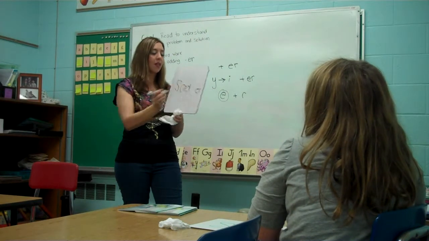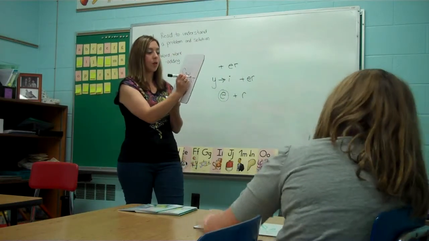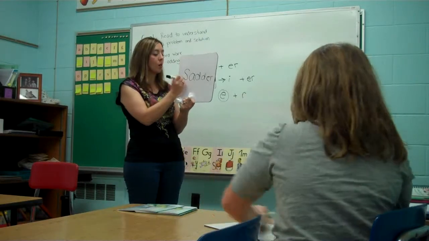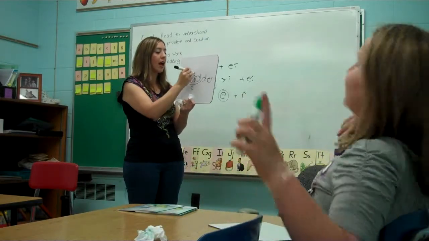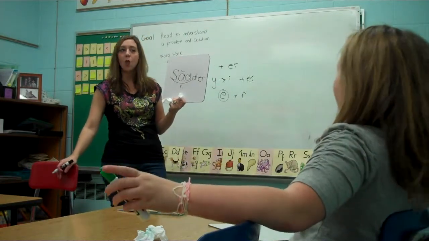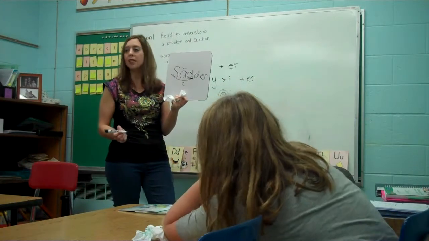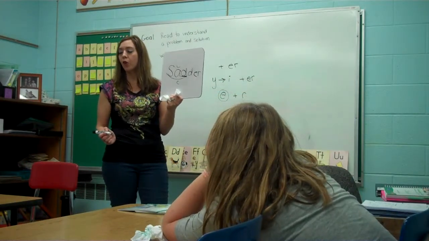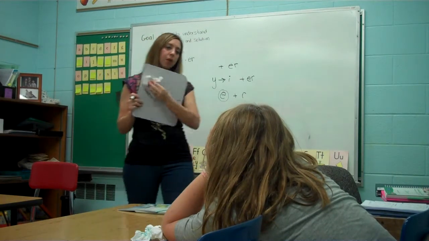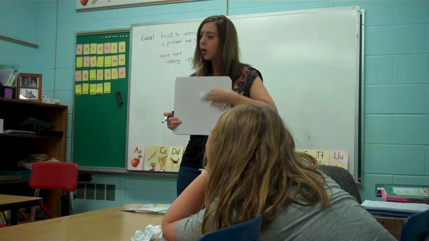So before I can add the ER, I'm going to need to double the D. I'm going to double the D because this is a closed syllable, short vowel word. And when we have a closed syllable, short vowel word that has just one consonant closing it in, we're going to double that consonant before we add the ER. Sadder. Let me give you an example. Write the word hot.